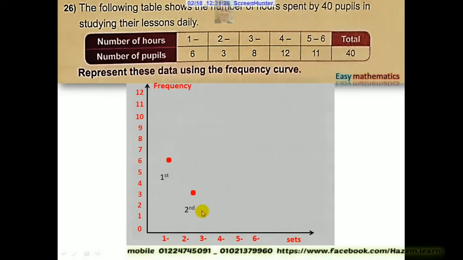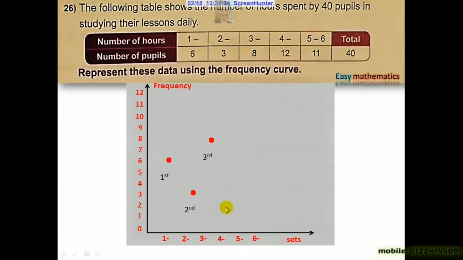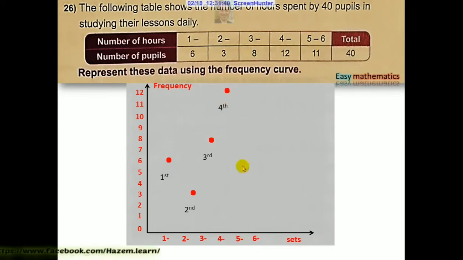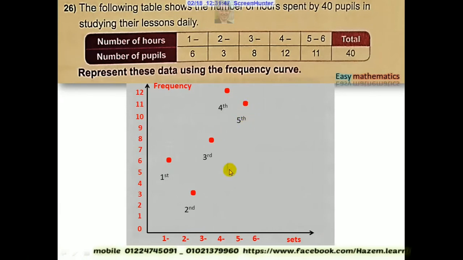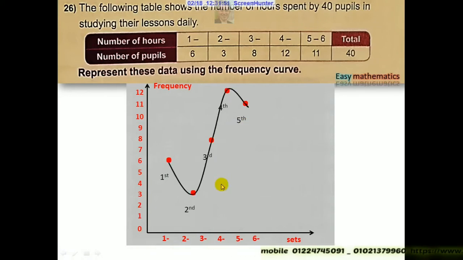The same, 3 here will be 8, between 3 and 4, like that. 4 will be 12, between 4 and 5, like that. Finally, 5 will be 11, between 5 and 6, like that. And draw your curve by using your hand, in order, like that.